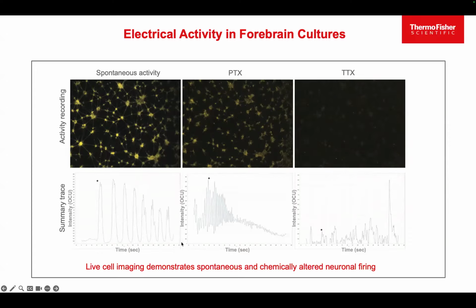These trace images here on the bottom basically show the intensity of fluorescence due to calcium channel activity over time, right? So functionality in the brain. And these little asterisks indicate the time at which each image was captured. Again, all shown really as a measure of spontaneous and chemically altered neuronal firing in 2D culture.